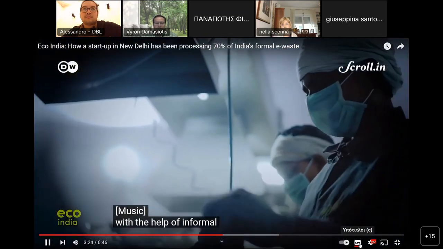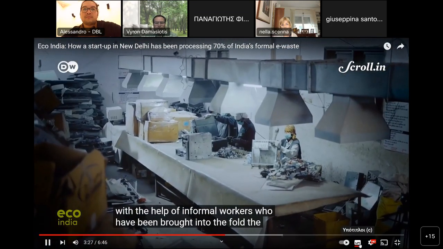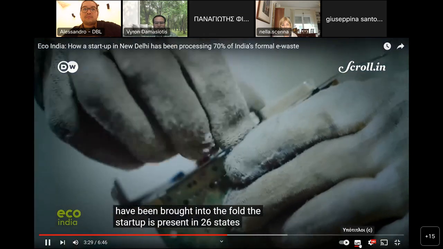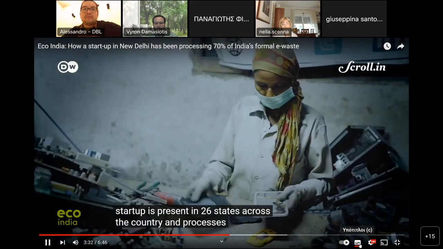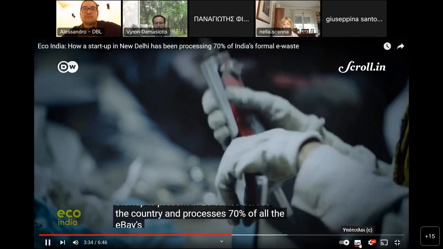With the help of informal workers who've been brought into the fold, the startup is present in 26 states across the country and processes 70% of all the e-waste generated.